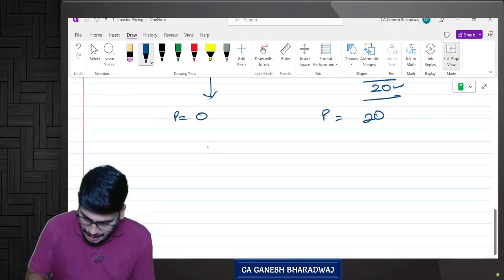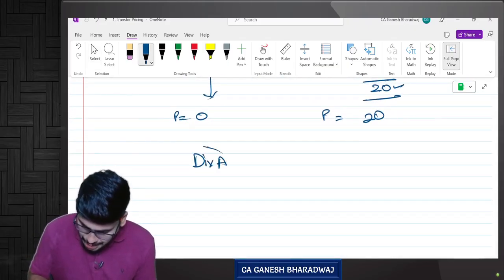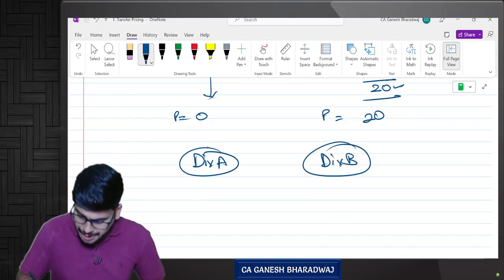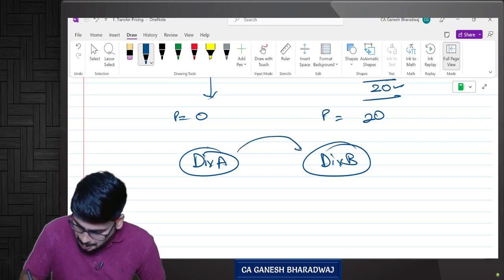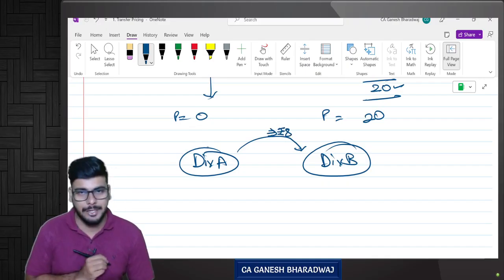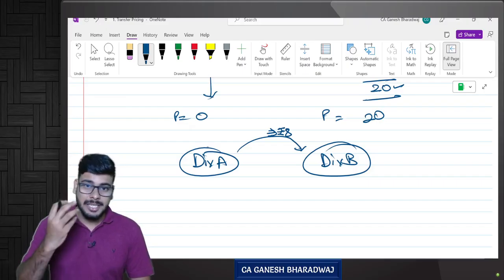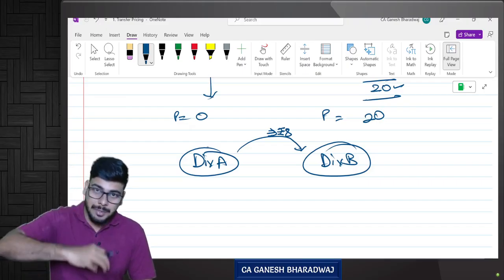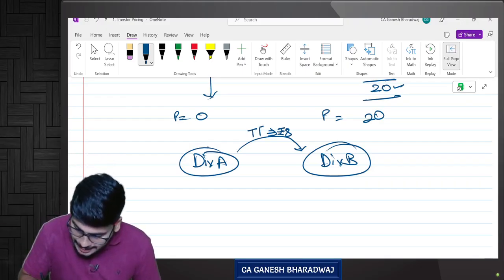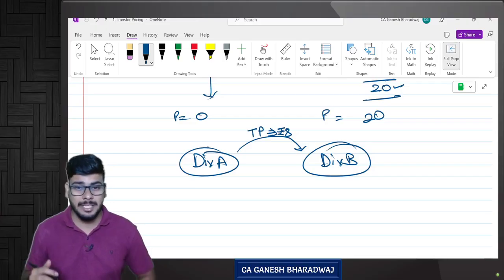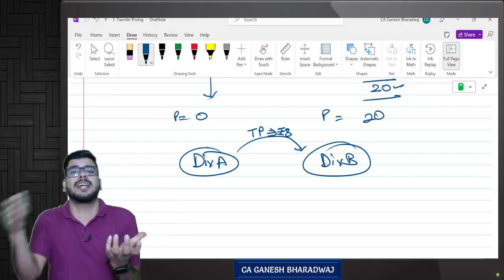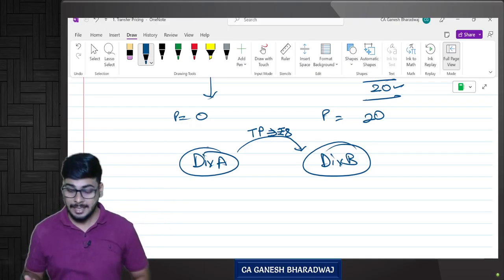So now I'm just rewriting this here. Division A and division B. Division A transfers this intermediate product to division B at, let's say, 8 rupees. The price at which the intermediate product is transferred by the supplying department to the receiving department is called a transfer price. So what do you mean by a transfer price? The price that is fixed for the intermediate product, the price at which the transfer happens, is called a transfer price.